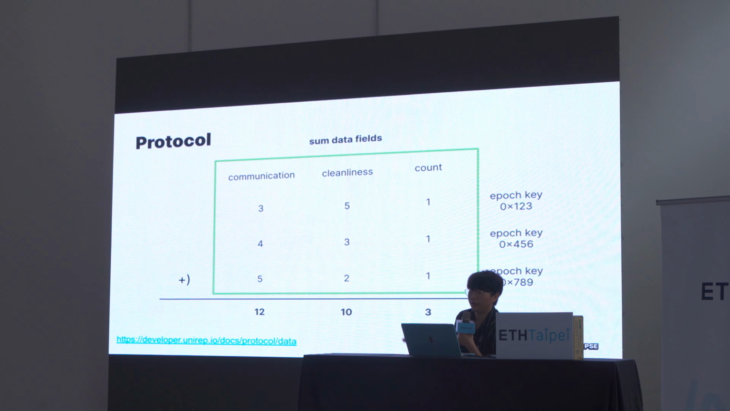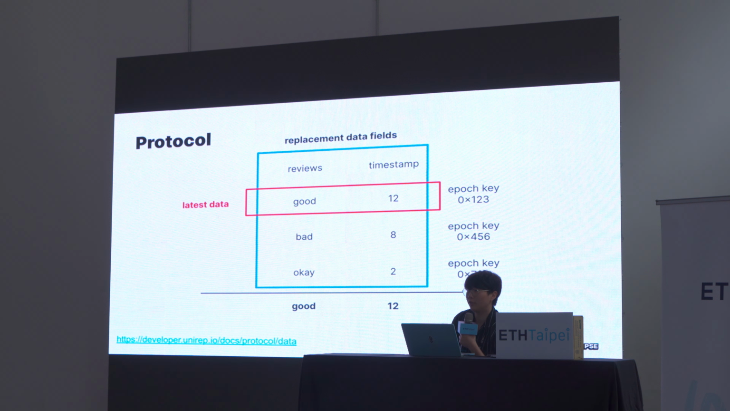Yeah, like the communication is 3 plus 4 plus 5 is 12, and then the second data field, the summation, is 10. And the count field, we define the count field to be: if there's one data increased, we increase the data field by 1, so it's always 1 in the count field. Yeah, so this sum data field will only sum together.